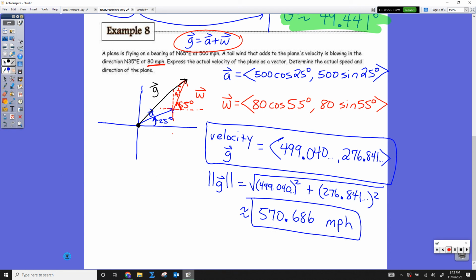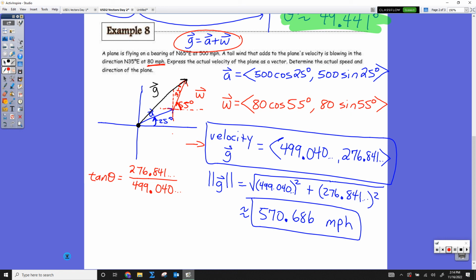Okay, so the last piece we need to figure out, just to keep it all on the same page, up over here, is the directional angle. So we're going to say, hey, tangent of theta is equal to, well, we're going to use the component form of our vector here, the 499.040 and the 276.841. Remember, it's always B over A. Notice I don't care about positives and negatives or anything. They're all positive here, but I don't care about it. I'm just going to use those numbers. So 276.841 over 499.040.